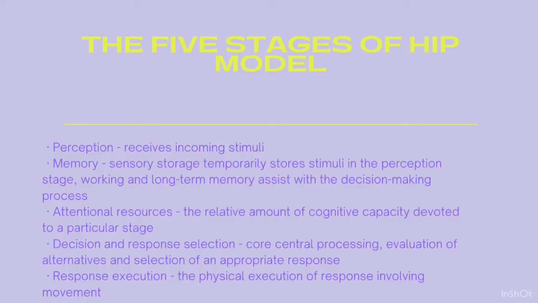2. Sensory memory storage. Temporarily stores stimuli in the perception stage; working and long-term memory assist with the decision-making process. Sensory process: sensory organs gather information and events from the environment, machines, products, and so on, converting physical energy to electrical energy for the brain. Limitations of sensory organs affect perception and cognition.